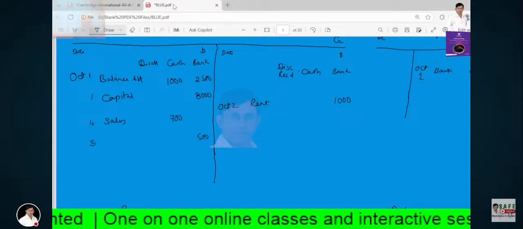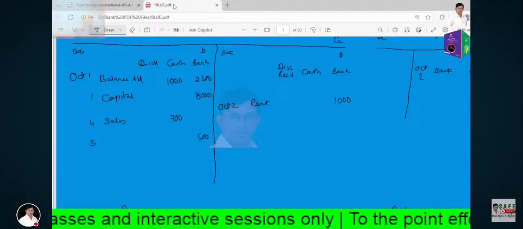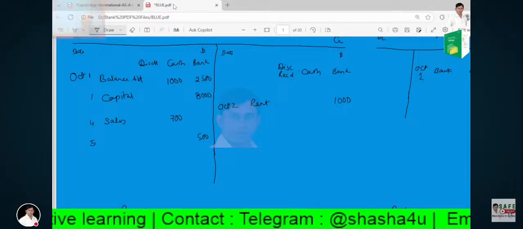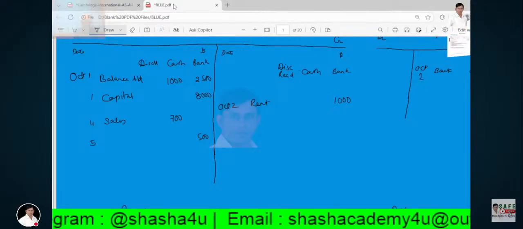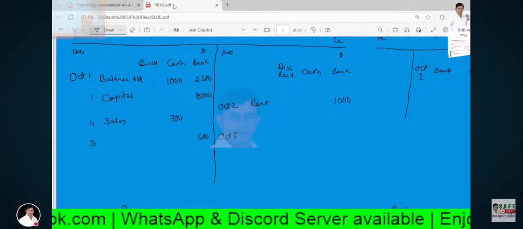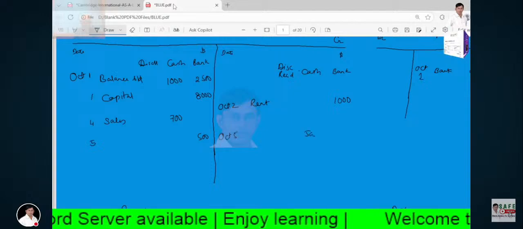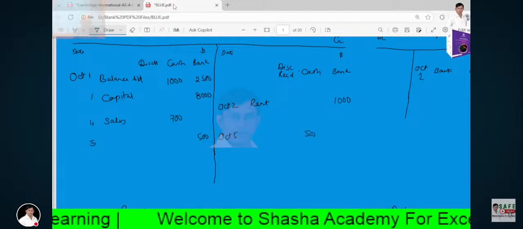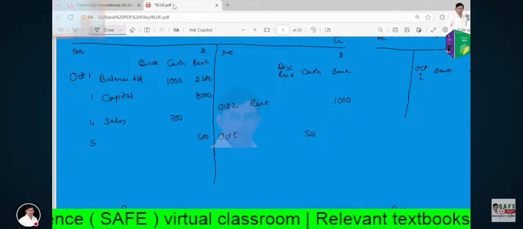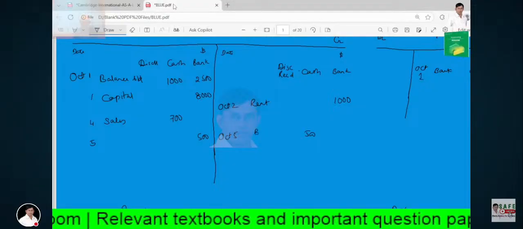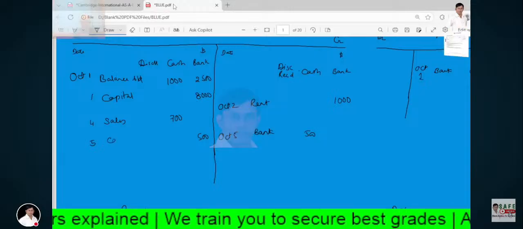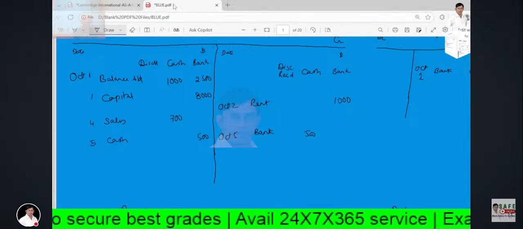Paid cash into bank means money is coming in the bank but going out from cash. So it is a cash payment and a bank receipt. October 5th, same date, same line. Money is going out from cash and coming in the bank. So against this, your trade bank. So against this, your trade cash. Next.